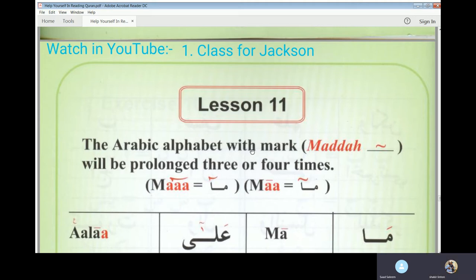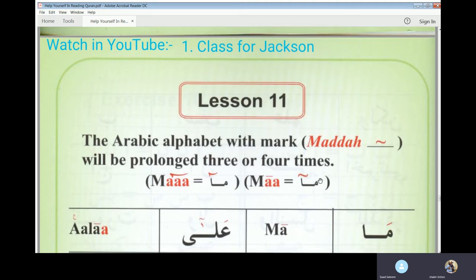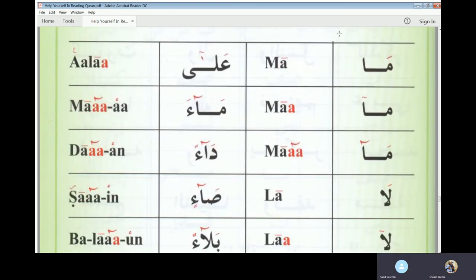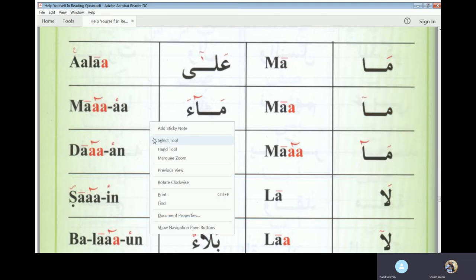The Arabic alphabet with the mark Madda will be prolonged 3 or 4 times. Okay, let me tell you one thing. Here we have first Alif Madda, because there is a Fatha before Alif, so this Alif Madda will be prolonged 2 times. In this type of madda, we prolong the alif 3 times. And in this type of madda, we prolong 4 times. Okay? Yes. Start.